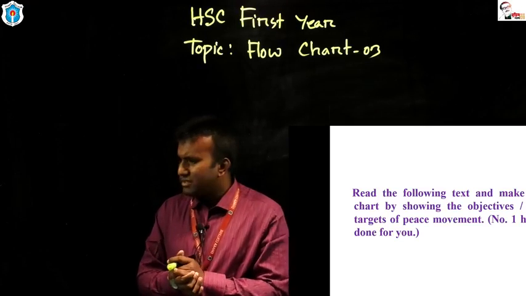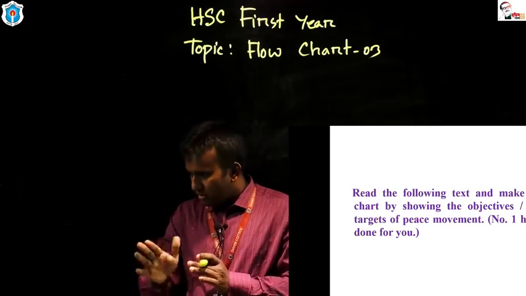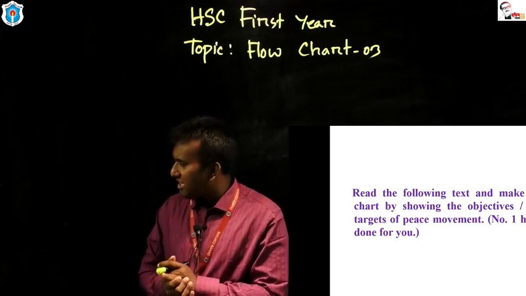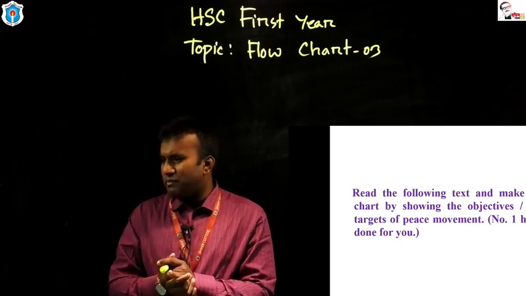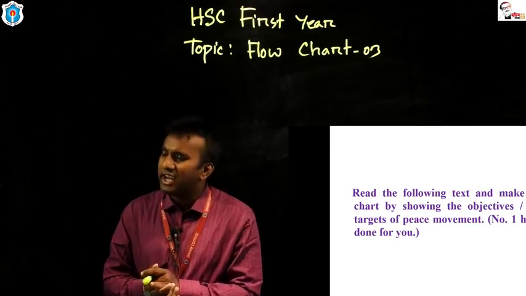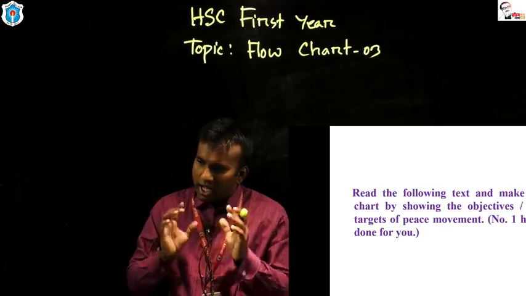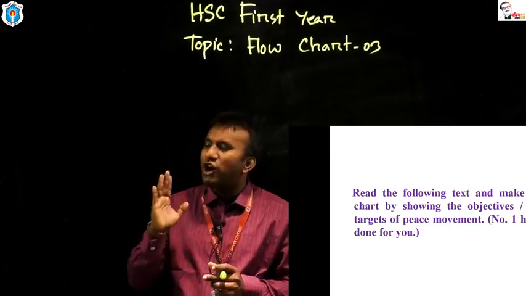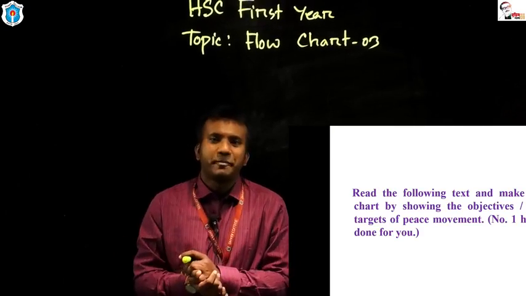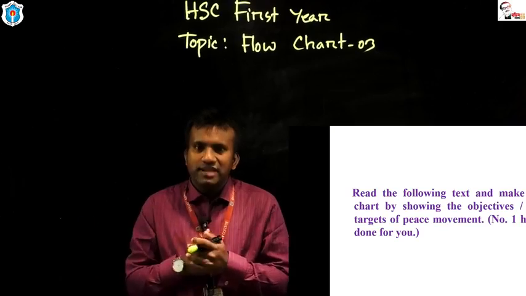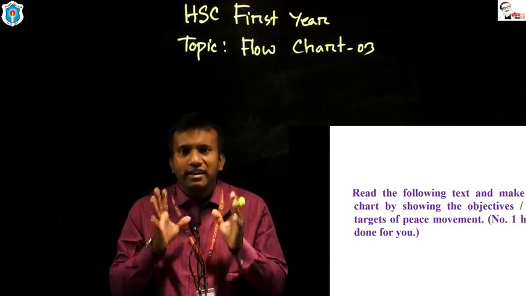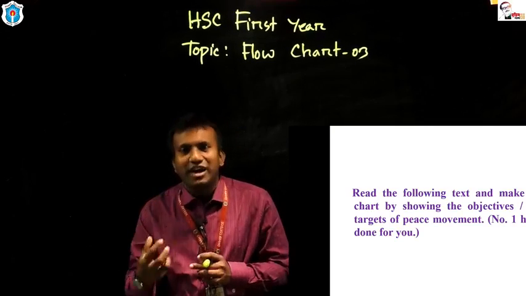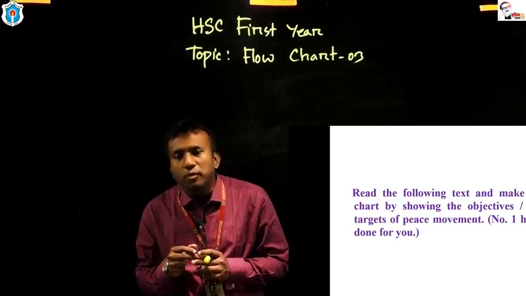Here the headline is, okay. Here the question is, read the following text and make a flowchart by showing the objectives or goals or targets of peace movement. Dear students, I am going to repeat. Read the following text and make a flowchart by showing the objectives or goals or targets of peace movement. With this title or with this question, it has been really clear to you, I think, the subject matter of our flowchart. We are going to talk about the objectives of peace movement.